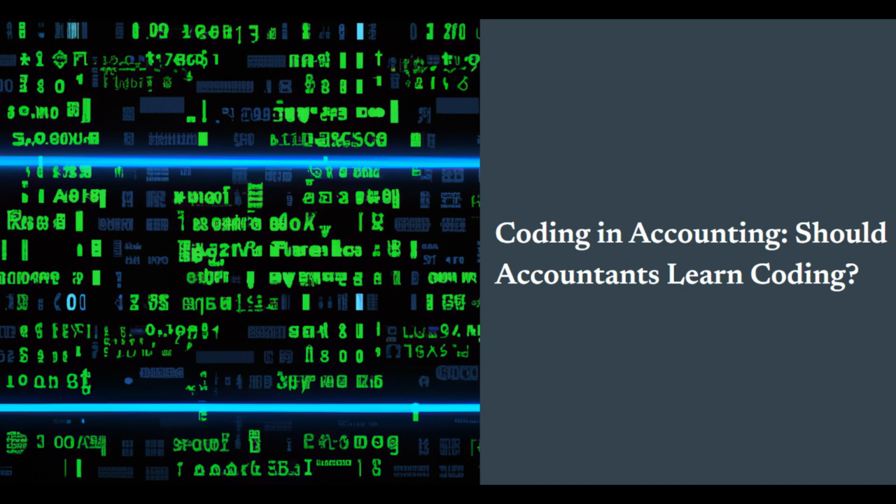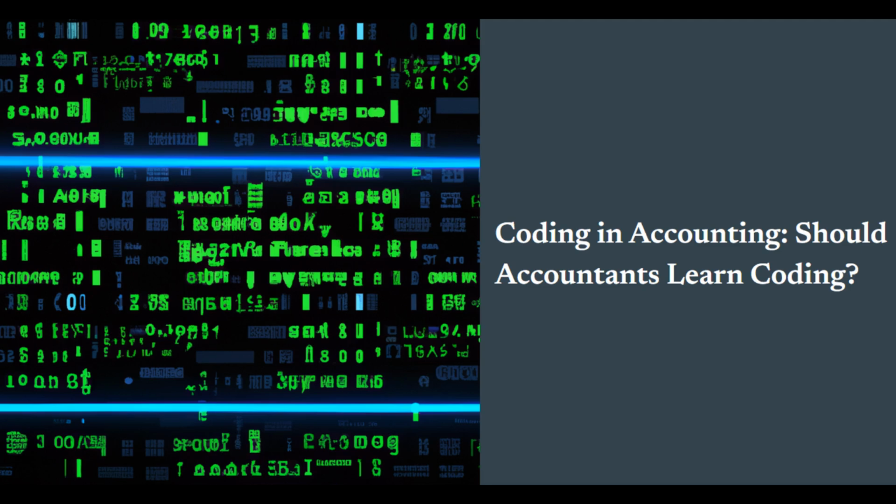So, should accountants learn coding? The answer is a resounding yes. Coding is not just a technical skill, it's a valuable asset that can enhance an accountant's effectiveness and efficiency. It allows you to automate mundane tasks, analyze vast datasets, and present financial information in a compelling way.